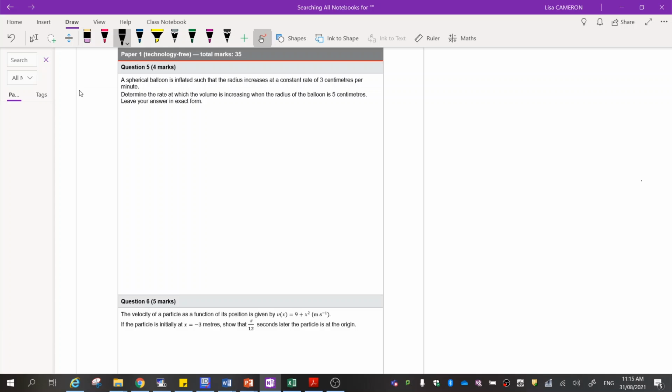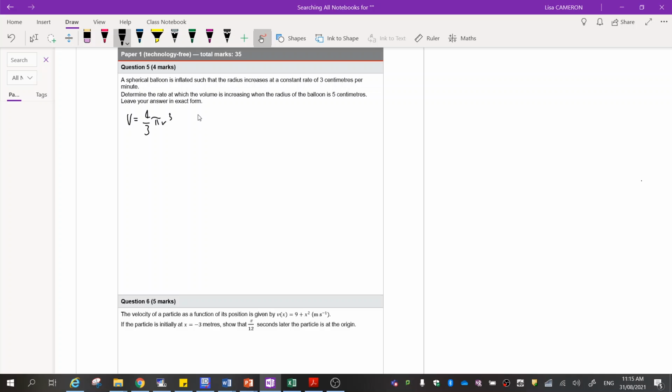First thing I'm going to do is note spherical, as a balloon. So we need to turn to our mensuration section of the formula booklet. We're going to look for the volume of a sphere. So volume equals 4 over 3 pi r cubed.